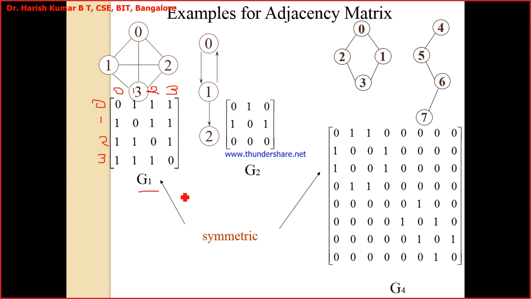Now this is the adjacency matrix for this particular graph G1. This is a symmetric matrix. Why is it symmetric? Because if you look at the elements above the diagonal and below the diagonal, they are the same. If I fold my matrix along this diagonal, this one coincides with this one, there is matching. The elements above the diagonal are exactly the same as the elements below the diagonal.